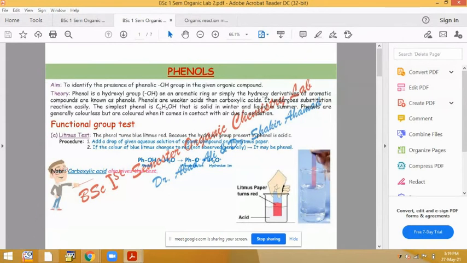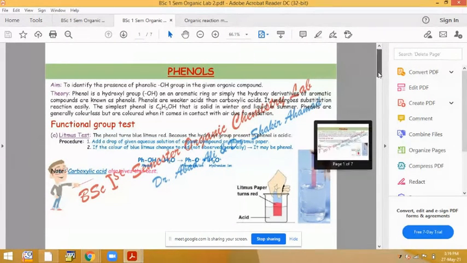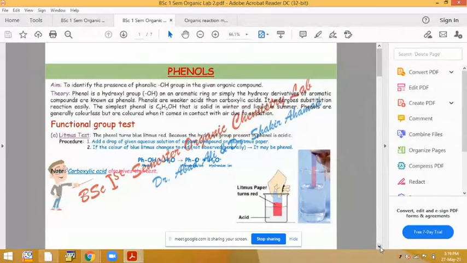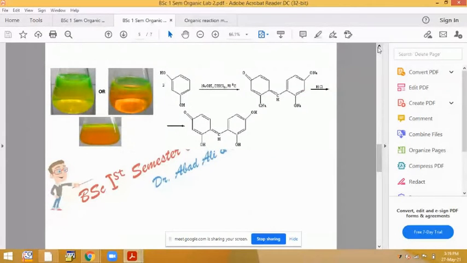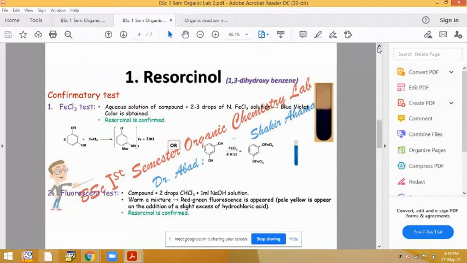Now for phenols, in your syllabus there are a total of 3 phenols: resorcinol, catechol, and pyrogallol. First one is resorcinol, whose scientific name is 1,3-dihydroxybenzene. And one thing more: resorcinol and these phenols are colored compounds and they are in solid state. So they are not liquid and they have a specific color.